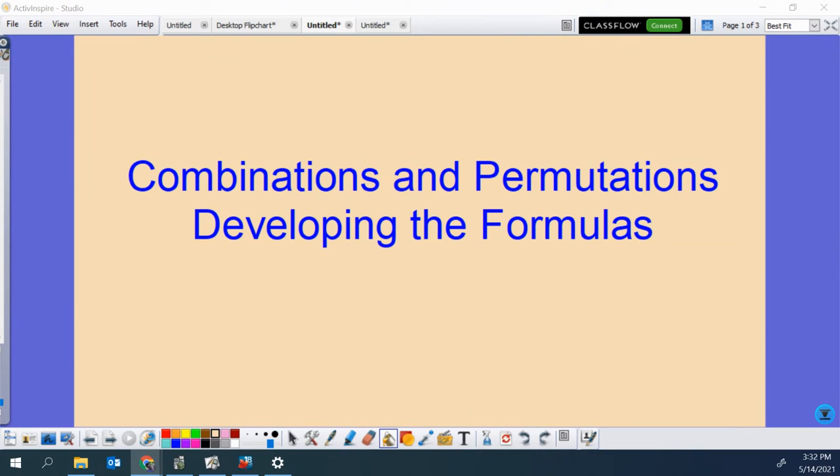All right, we're going to look at an example in order to develop the formulas for permutations and combinations. What are the formulas? Where do they come from? Why are they what they are?